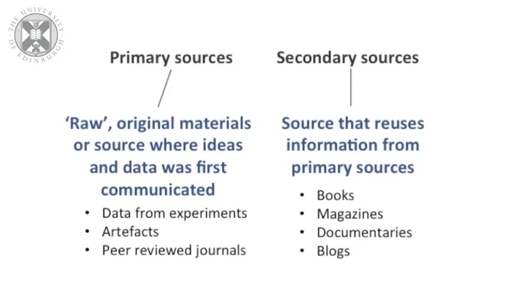Evidence can be divided into two categories, primary sources and secondary sources. Primary sources are original materials or the source where the ideas and evidence were first communicated. Secondary sources are sources that reuse information from primary sources. Secondary sources are usually less reliable than primary sources because the information might be misinterpreted when reported later or placed in a different context, and so it might be less consistent with the original evidence.